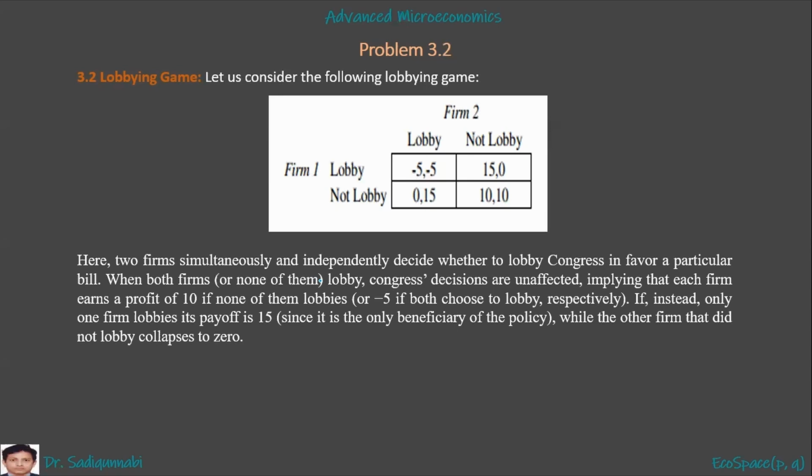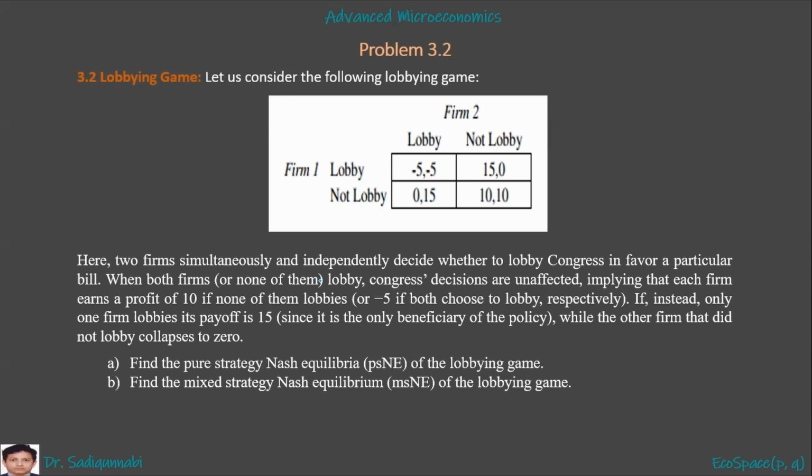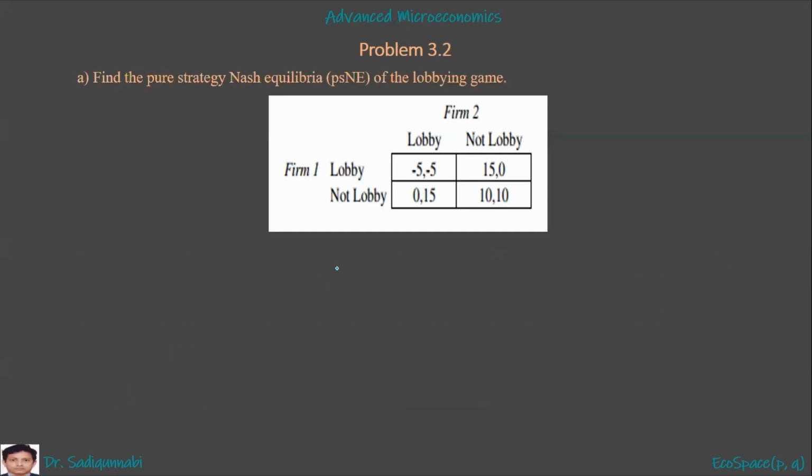Now, in this normal form representation of the game, we are asked to find the pure strategy Nash equilibrium of this lobbying game, then find the mixed strategy Nash equilibrium of the lobbying game, and finally represent them graphically: graphically represent each firm's best response function. So take the first one, A, find the pure strategy Nash equilibrium. Let's take the underlining process.